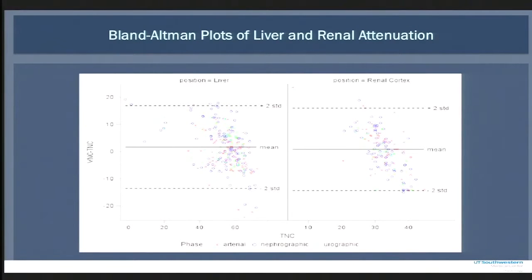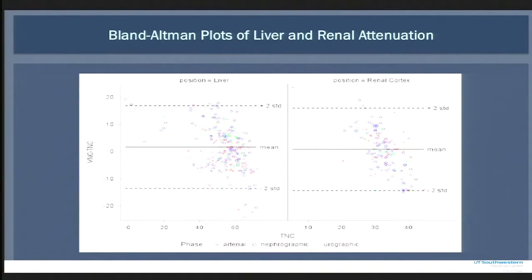So these are Bland-Altman plots of liver and renal parenchyma. Basically, on this axis is the difference between the virtual non-contrast and the true non-contrast. And on this axis, it's plotted based on the true non-contrast attenuation value of the liver parenchyma. The closer the mean average of the data is to 0, the more accurate the measurement. For both the liver and the kidney, the mean is very close to 0.